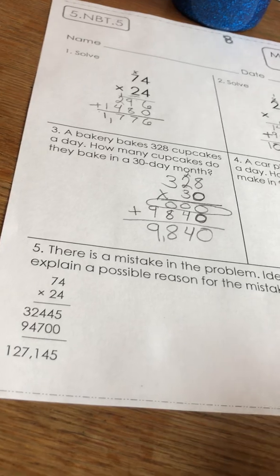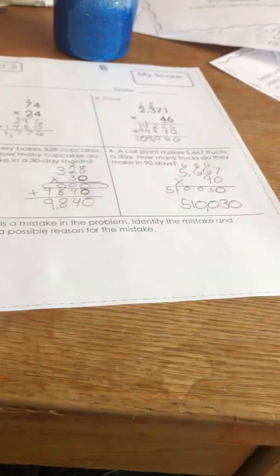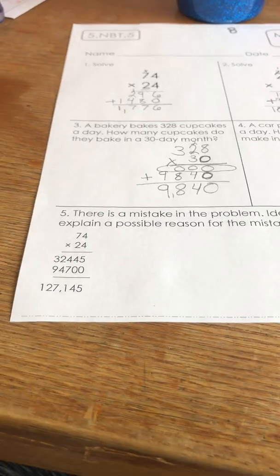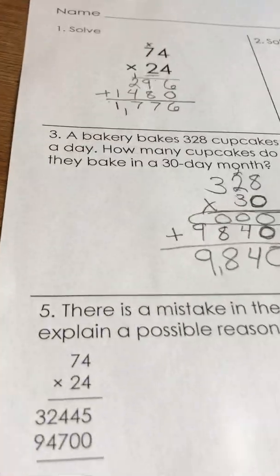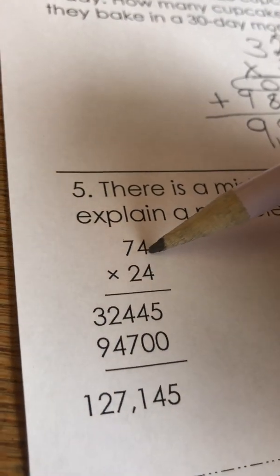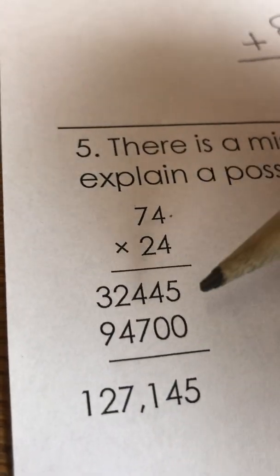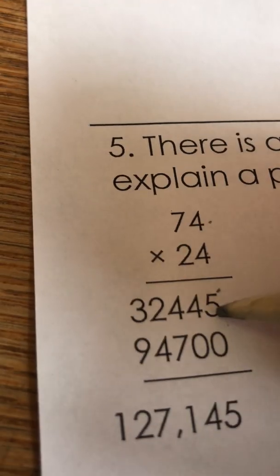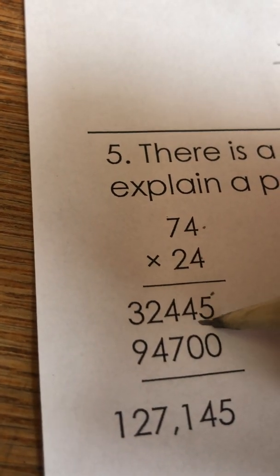Okay, number 5. There is a mistake in this problem. Identify the mistake and explain a possible reason for the mistake. So let's just go through here and see what the mistake might be. So 4 times 4, I put a 5 here. So that's not right. I'm going to underline that.